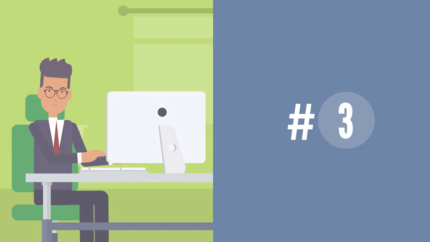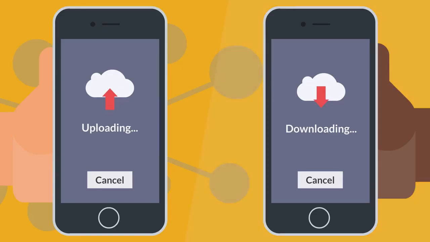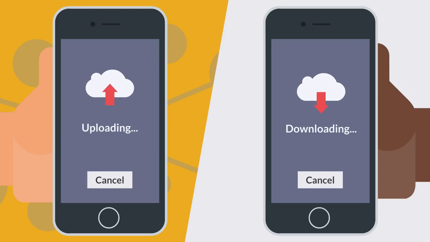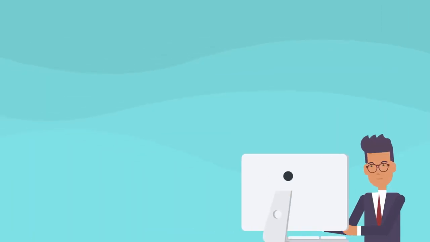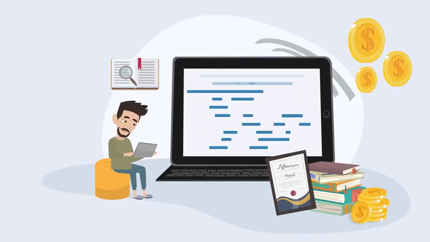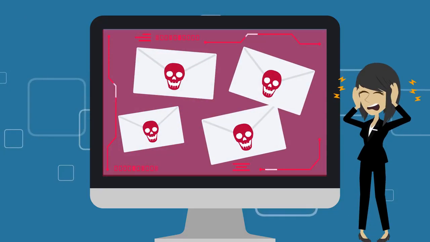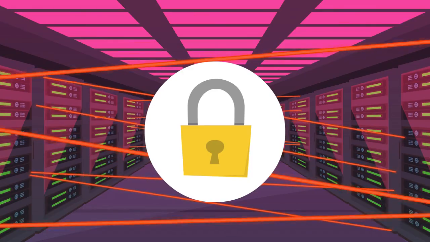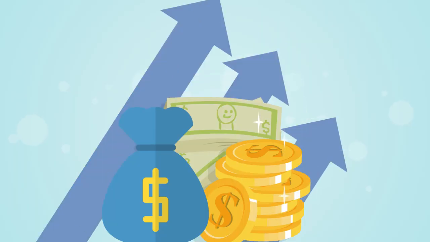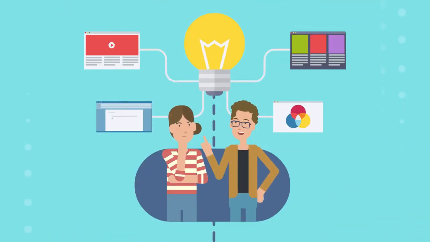Number 3. cPanel control panel worth $20 per month for free here to ease the operations like downloading and uploading of files, managing DNS, creating subdomains, adding domains in just a few clicks. Number 4. Free SSL certificate for all your domains so that your visitors don't see a big red error that your site is not secure. Worth $50 to $200 for SSL certificates, and you get that free for unlimited websites with HostLegends.